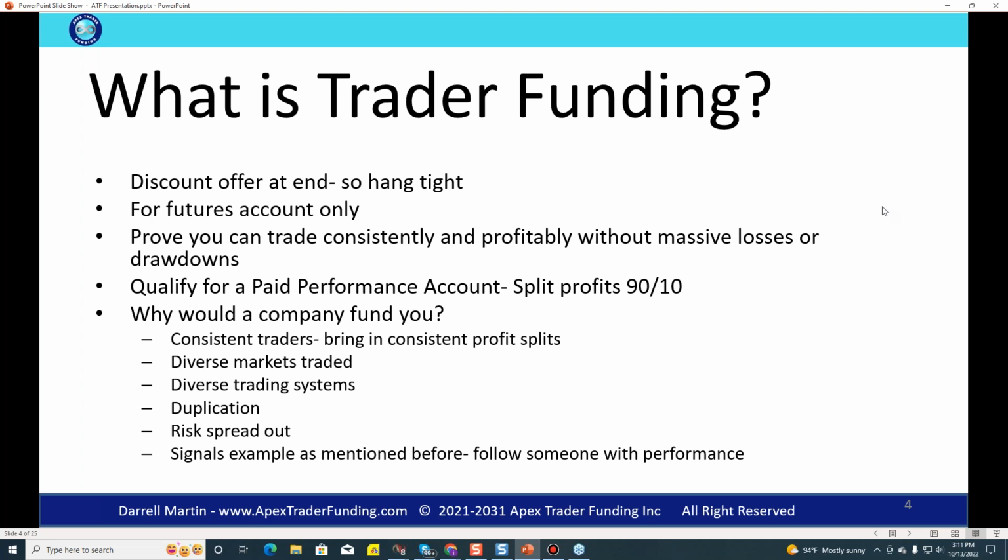And again, why would a company do that? Why would a company want to fund a trader? And it's like I just explained, they're seeking talent, right? Consistent traders, bringing in consistent profits that can be split.